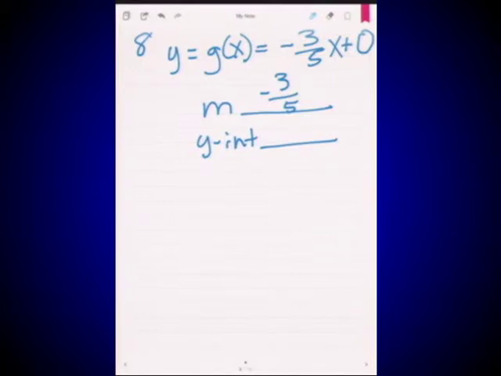So if I plug in 0 for x, I get nothing for y, or 0. So my y-intercept as a point would be 0, 0, or as our book might ask for it, the y-intercept is 0. So we're going to plot 0, 0 and a slope of negative 3/5. So let's go back to our graph paper now.